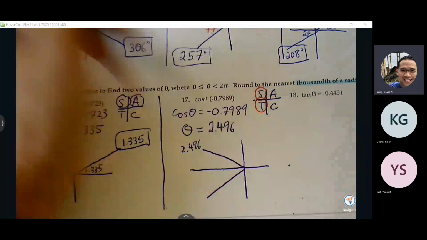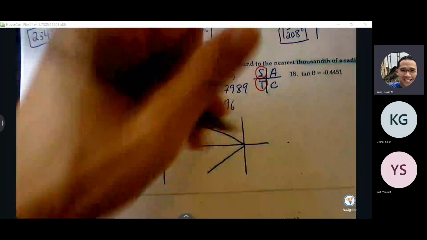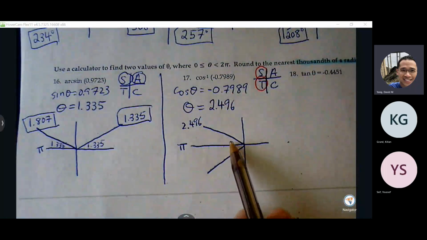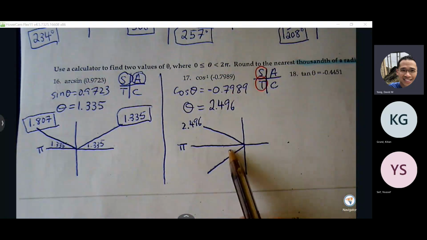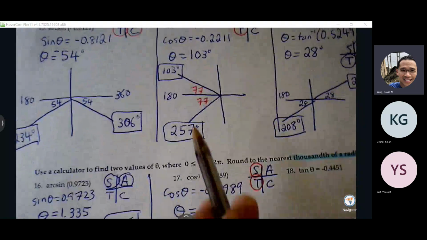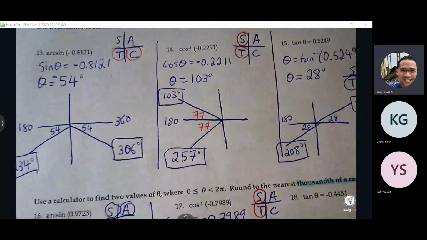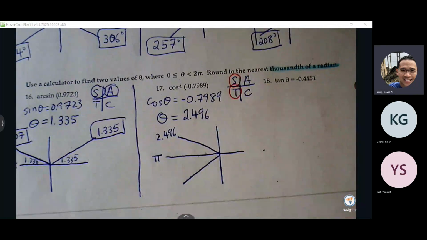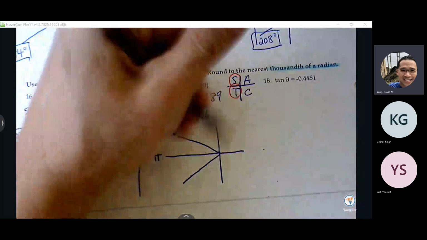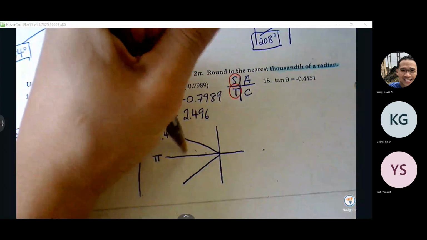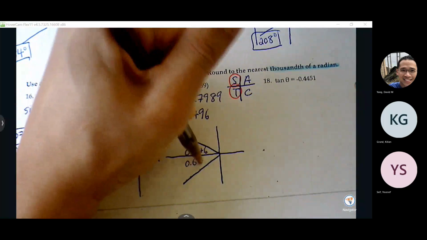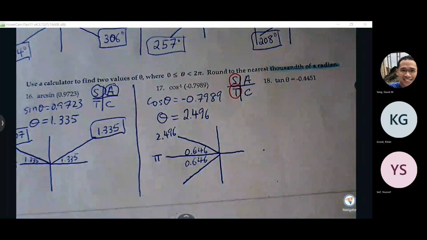But we want to find a corresponding measure in the third quadrant. So we're going to have to figure out the reference angle first, subtract from pi, get that reference measure, and then we can do the same thing that we did above with 14, just in terms of radians now. So pi minus 2.496 gets 0.646. Add that to pi.